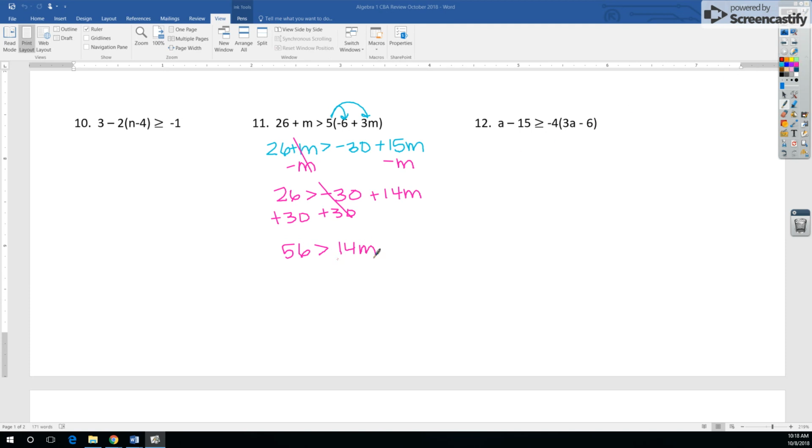Divide by 14. What goes into 56 and 14? Definitely 2. So 28 and 7. Oh, 4.